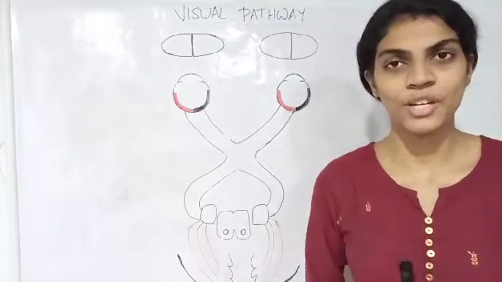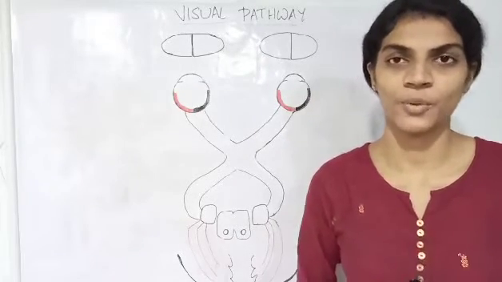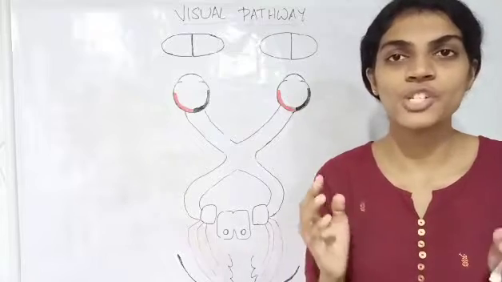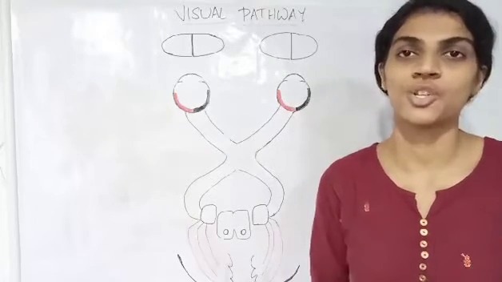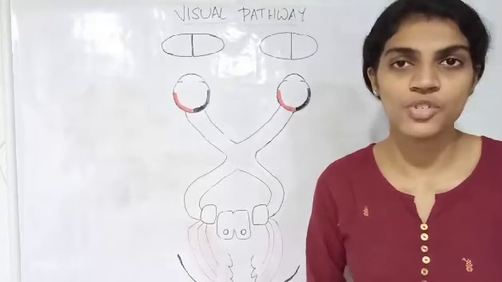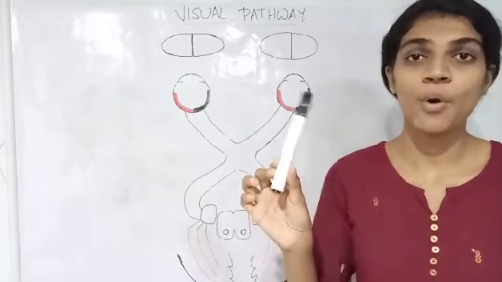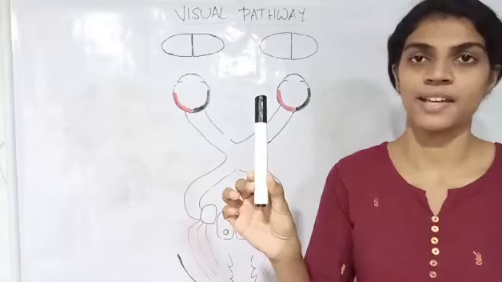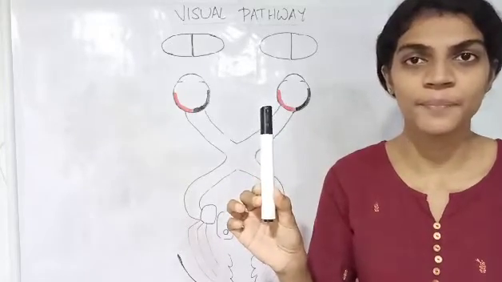Everyone, this video is about the visual pathway. That is, how the visual signals are conveyed to your brain. A simple question: how can you see an object? For example, I am holding one marker in my hand. How can I see this thing?